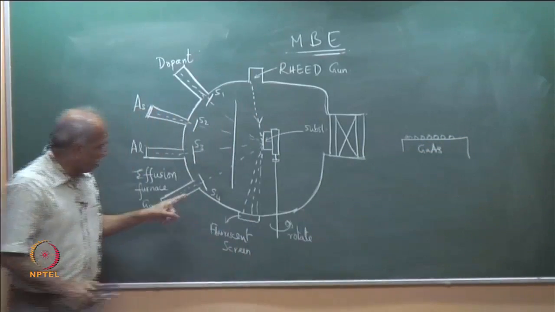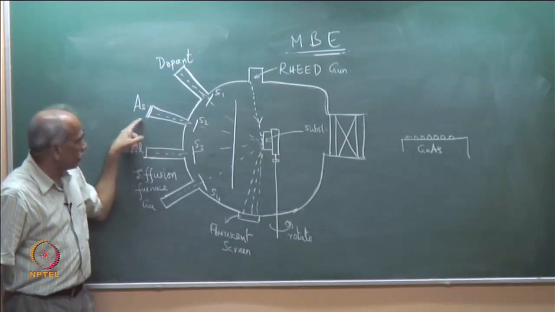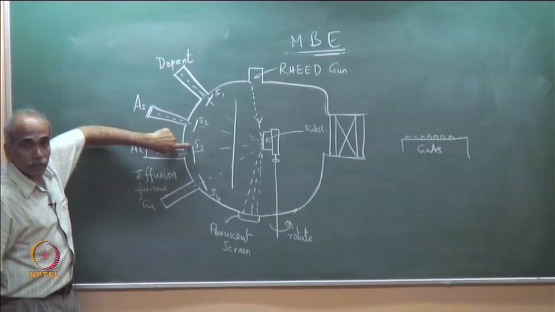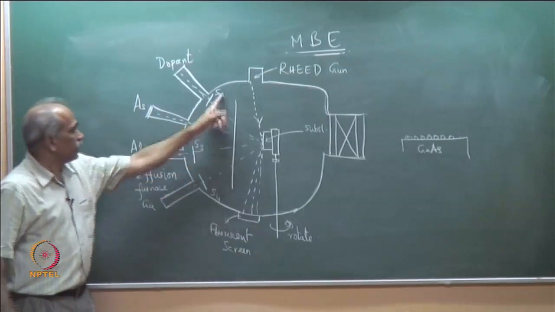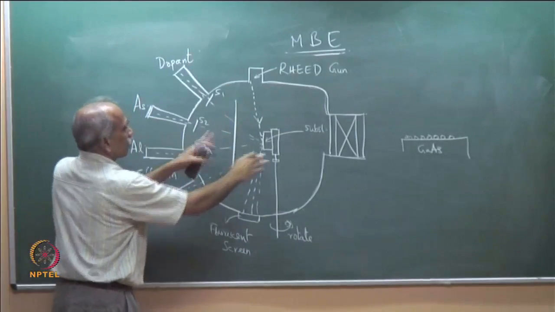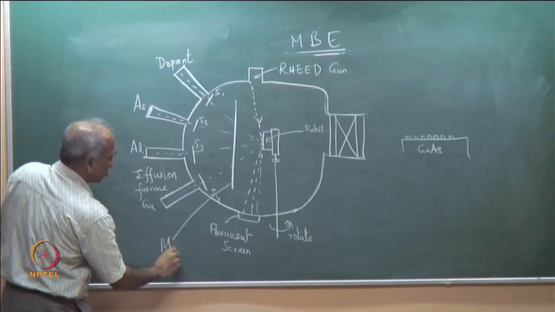You are allowing atomic gallium to come from here, aluminum, arsenic. If you do not want aluminum, you want to grow only gallium and arsenic, you put this shutter closed. This is a main shutter. If you do not want any reaction to take place or you are doing some setting, then you close the main shutter.